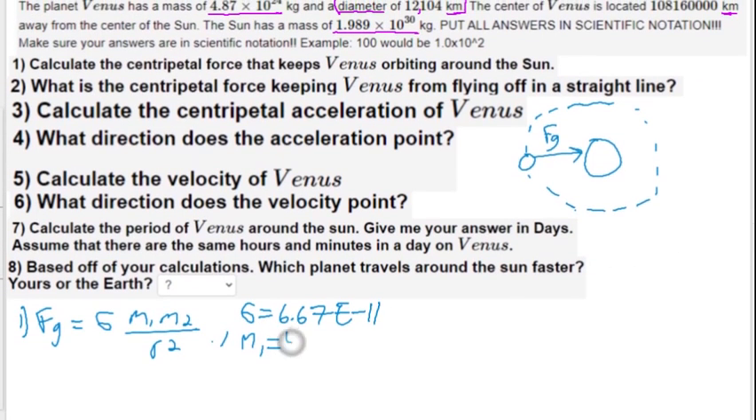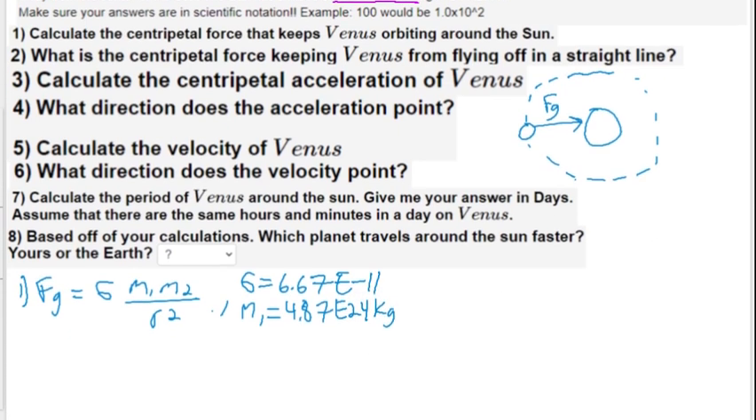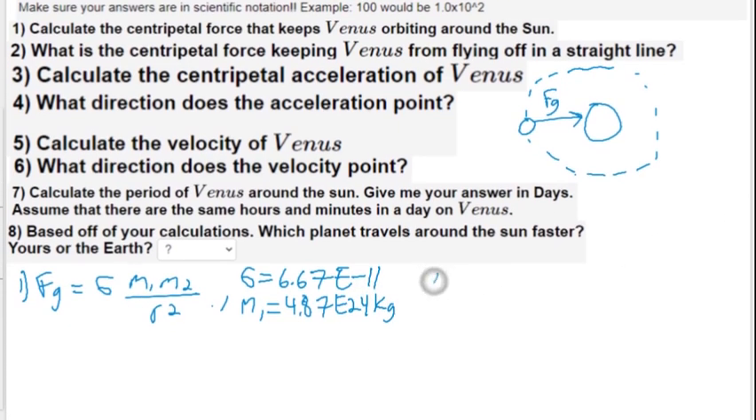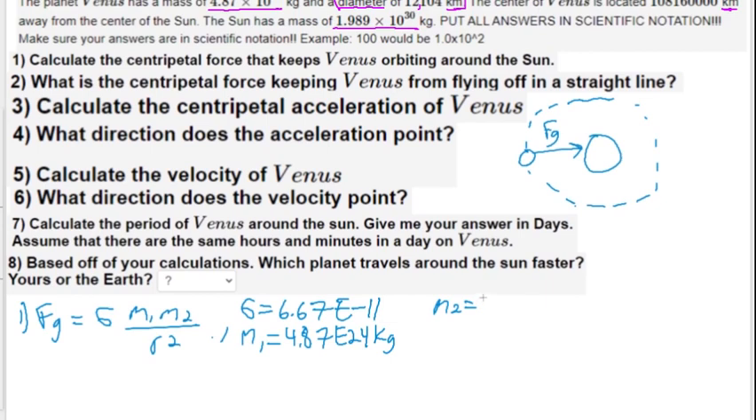So Venus's mass is 4.87 E24 kilograms. And we want it in kilograms. That's the correct units. Next, let's get m2. And m2 is the mass of the sun. And the mass of the sun was given to us in our problem. It's 1.989 E30. That is also kilograms, so it's the good units.